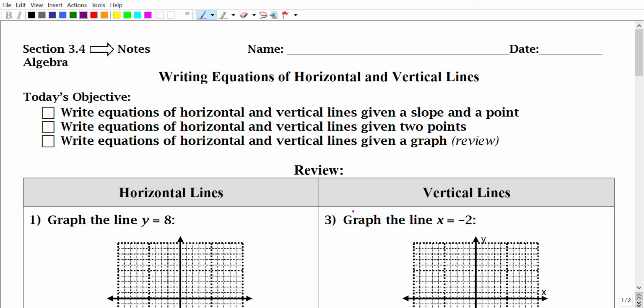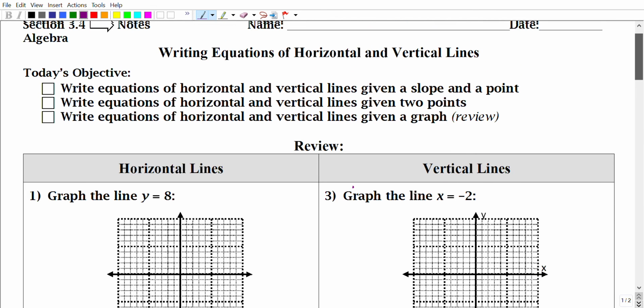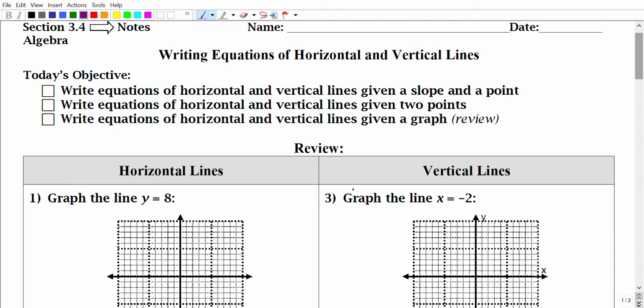I am covering section 3.4 today. So what we're going to be talking about is the following few things. As we've talked about before in this chapter, we're writing equations of lines. Now, in this case, for section 3.4, we are actually writing equations of horizontal and vertical lines.